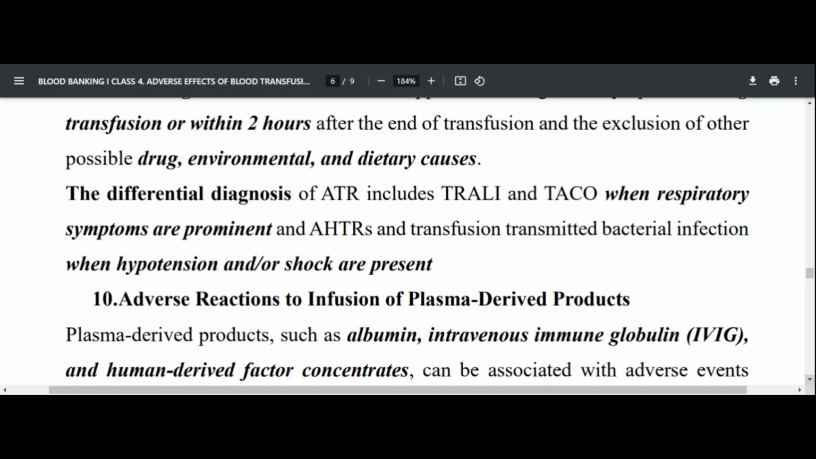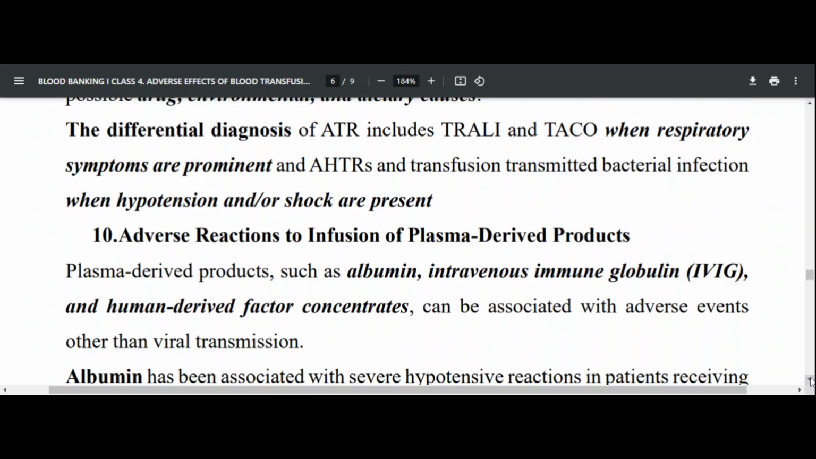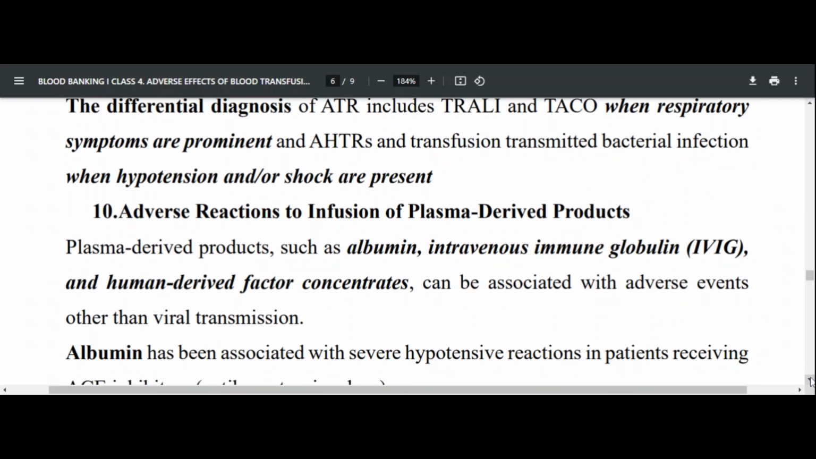So now the last one, or one to the last, is called adverse reaction to infusion of plasma-derived products. So sometimes patients who are receiving some of the plasma derivatives, for example, albumin, intravenous immunoglobulin, human-derived factor concentrate, for example, factor 8 concentrate, right? They can also experience some adverse events, or sometimes viral transmission. But in most cases, of course, adverse events.